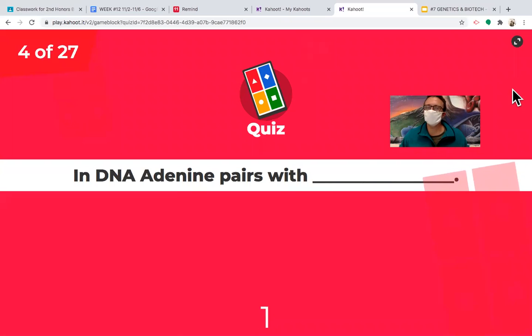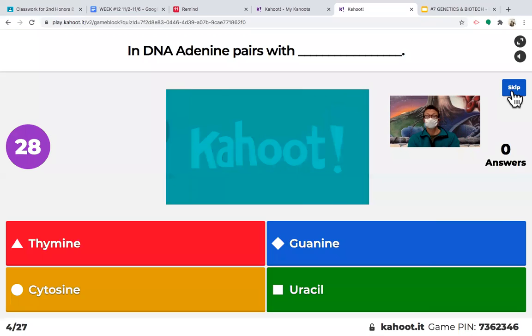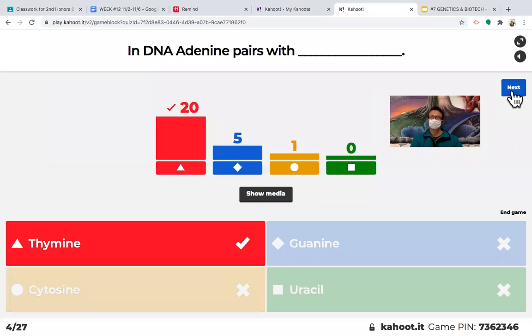In DNA, adenine pairs with what? Who does adenine like to dance with? And then be thinking why. And you can't just say just because. Yes, that would be thymine. Now, can anyone tell me why adenine likes to dance with thymine?